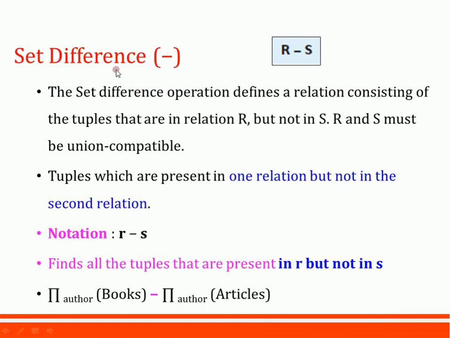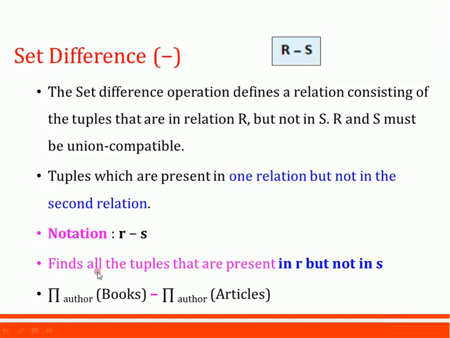The next is set difference. The set difference operation defines a relation consisting of the tuples that are in relation R but not in relation S, and both these have to be union compatible. So they have to have a similar structure, that is what union compatible means. Tuples which are present in one relation but not in the second relation are the result of set difference. And the notation is R minus S.